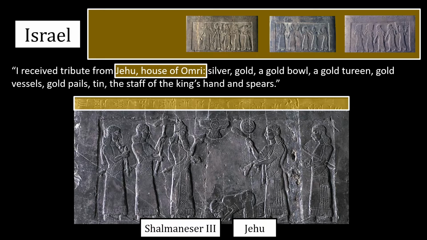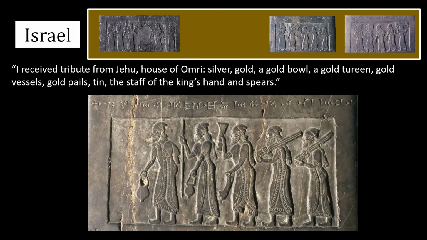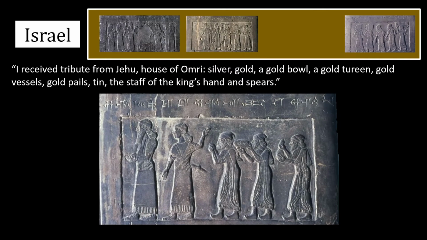Therefore, this is an error on the obelisk, but an understandable error, considering that the house of Omri had been reigning for a very long period of time in Israel, and perhaps the Assyrians were unaware that Jehu had recently usurped the throne. All right, let's now read the full quotation. It says, quote, "I received tribute from Jehu, house of Omri, silver, gold, a gold bowl, gold turn, gold vessels, gold pail, tin, the staff of the king's hand, and spears." The images that then follow show this tribute being brought to Shalmaneser, and scholars really highlight here that Israel is paying a significant amount of gold.